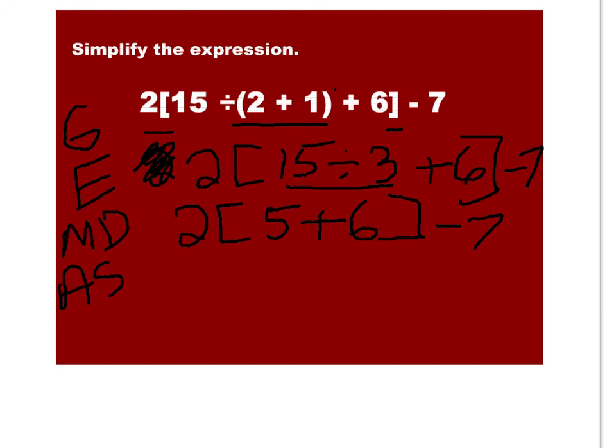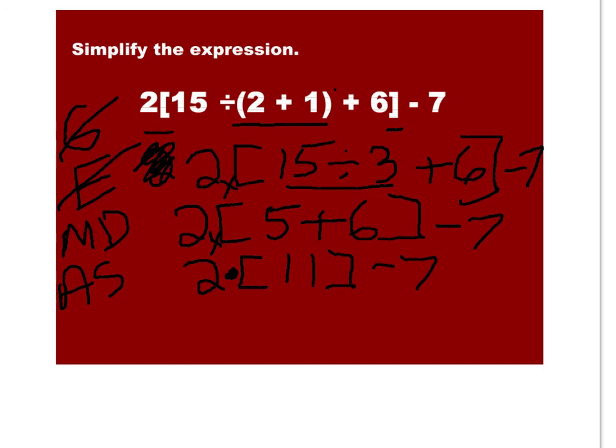So 5, I still have my grouping symbols. So 5 plus 6 is 11. I'll do 2 bracket 11 minus 7. So my grouping symbols are done. There are no exponents. Now I'm on multiply or divide. Now, if we look, you don't see any multiplication or division symbols, but there's a little rule in math that if you have a number next to a bracket or next to a parentheses, that means that there's an invisible times sign there. A tiny multiplication sign.